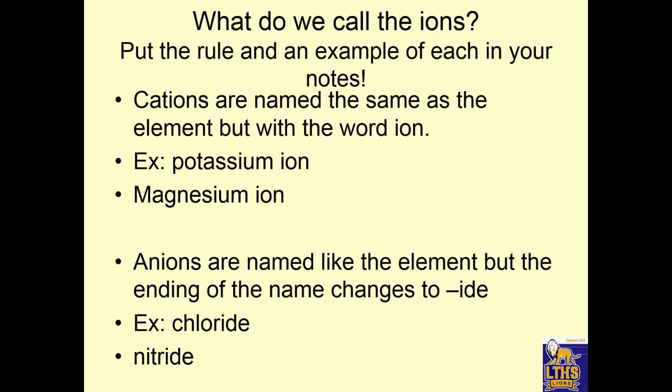Okay, so what do we call these ions that form? Please make sure you have an example and a rule in your notes so when you go to look it up, you have it there. So cations are named with the same name as the element has, but you have to put the word ion after it so you know the difference between the ion and the atom. So a potassium ion would be K. The fact that it's an ion is we look in group 1 on the periodic table to find out it has a positive charge, positive 1.